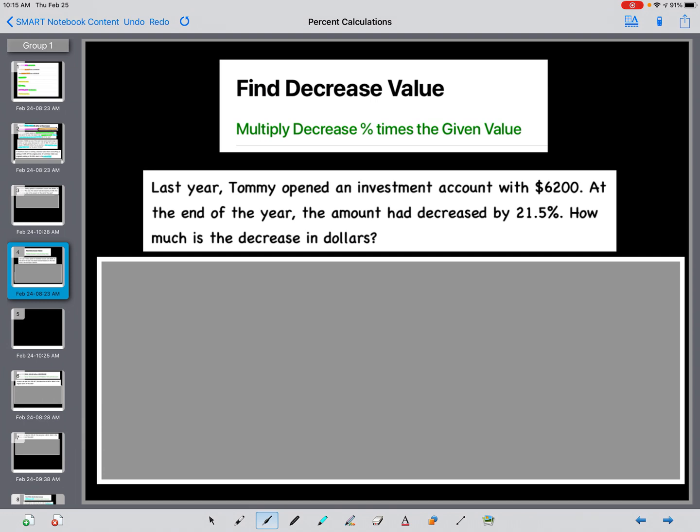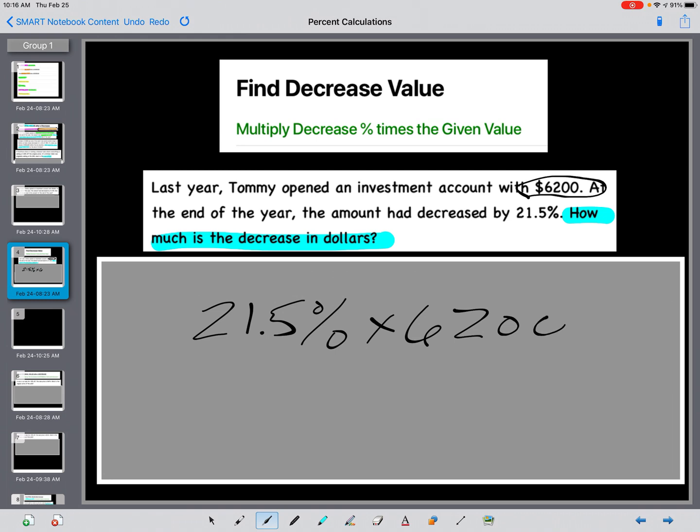So in this scenario, Tommy's investment account, we started with $6,200. But look at the difference in the question. How much is the decrease in dollars? That's all that's being asked. So you just take the percentage and multiply it by 6,200. And so 21.5% times 6,200, and you get $1,333. So his account dropped by that value.